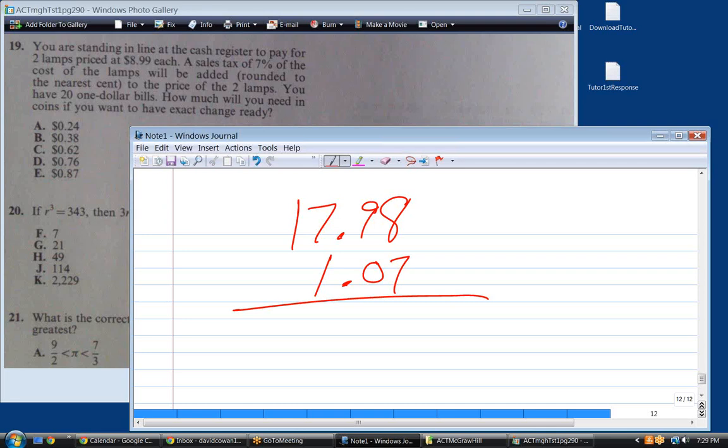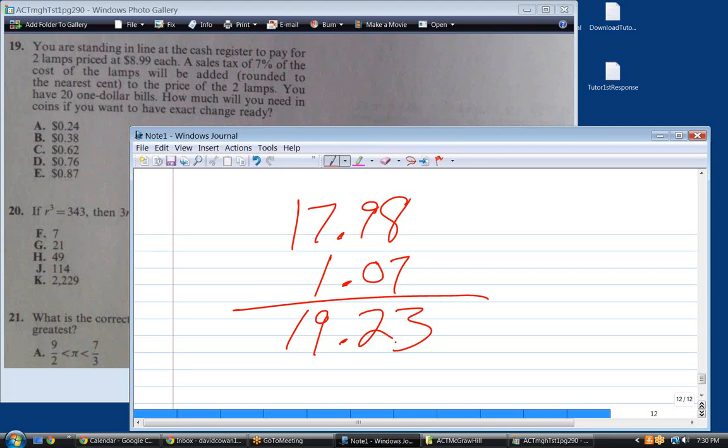So what do you get for the total price? Wait, so you multiply 17.98 times 1.07? Right. In other words, go ahead. That'd be 19.23. Okay, now read the rest of the question, the bottom two sentences, and give me the answer. You have $20 or you have $21 bills. How much will you need in coins if you want to have exact change ready?